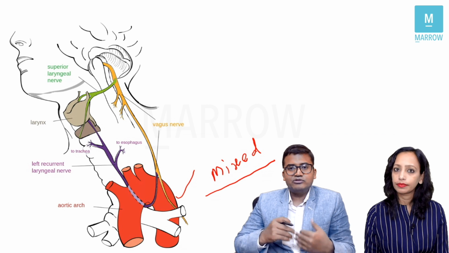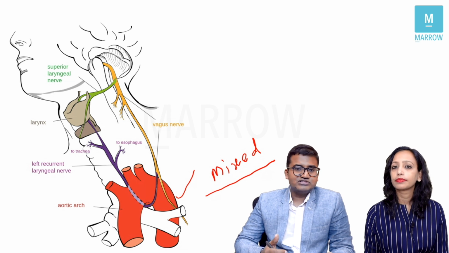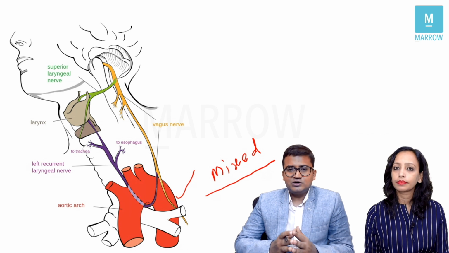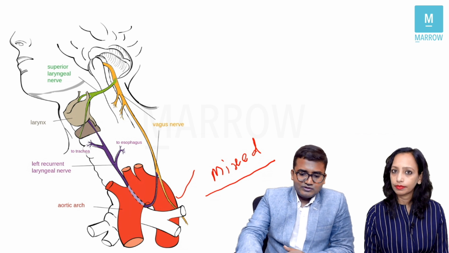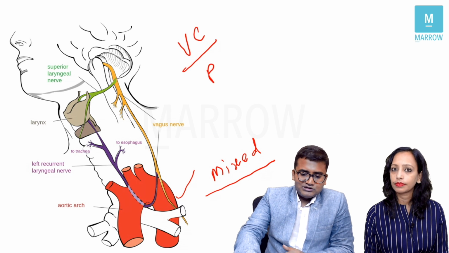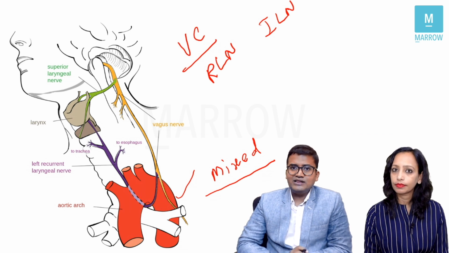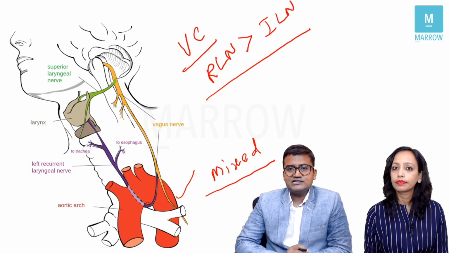Is it clear? So above the vocal fold, the sensory supply is given by the internal laryngeal nerve, and below the vocal fold, the sensory supply is given by the recurrent laryngeal nerve. Now the question is, who will supply the vocal fold? Who will supply the vocal cord? Please remember, the vocal cord is supplied by both the recurrent laryngeal nerve and the internal laryngeal nerve. Sometimes the examiner may ask you for one best answer. In that case, please go for recurrent laryngeal nerve greater than internal laryngeal nerve.